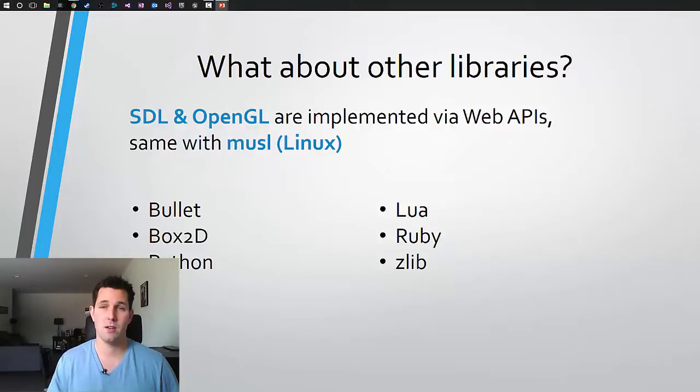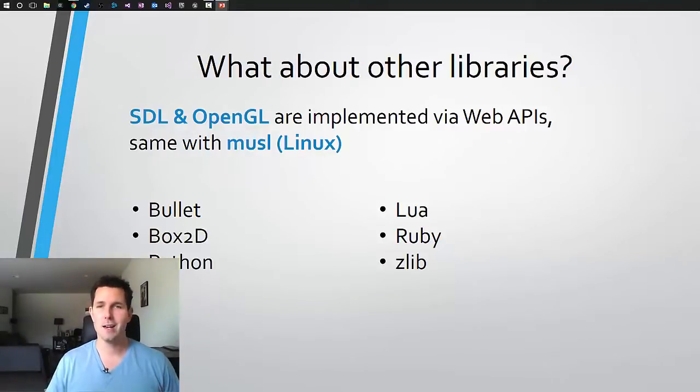are also implemented via web APIs, and the same with musl, which is a Linux API. So things like Bullet physics, Box2D physics, other things like Python or Lua for scripting, Ruby, zlib for texture compression. Those are all C and C++ libraries that are made available to you in the browser with JavaScript.